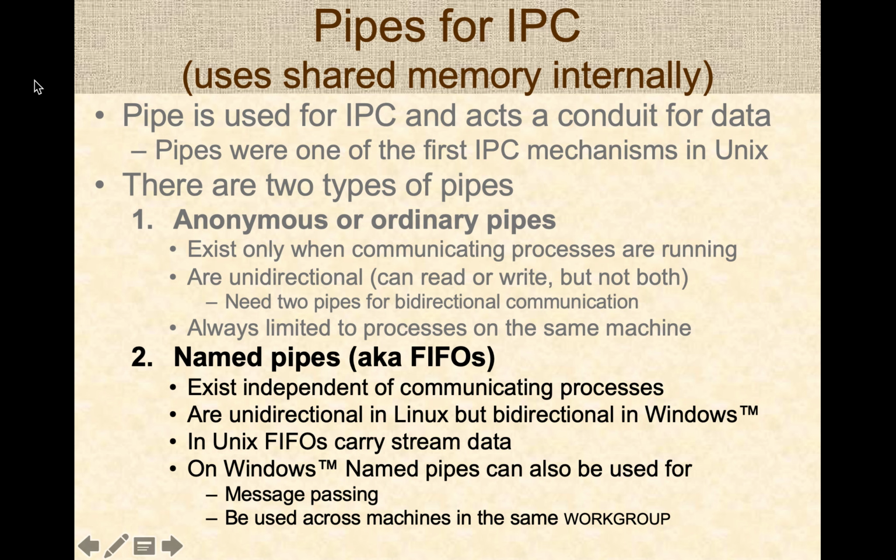Named pipes are also called FIFOs, or first in, first outs. FIFOs exist independent of the communicating processes, and in Linux, these FIFOs essentially look like files, and these files on the disk essentially enable that interprocess communication, even though the data might actually be stored in shared memory. So this named pipe, or FIFO, exists on disk, but it's just a placeholder.